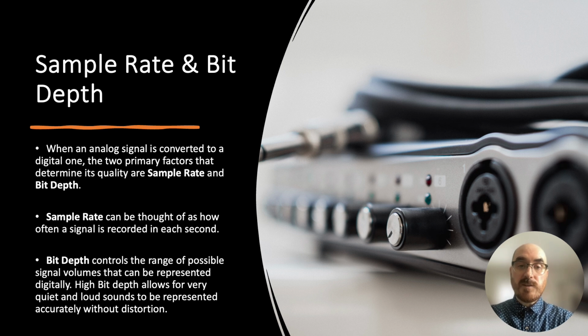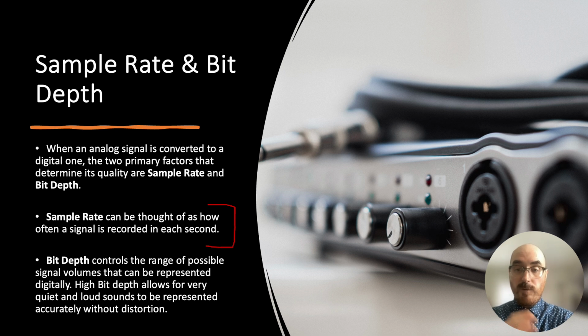When an analog signal is converted to a digital one, two primary factors that determine the quality are the sample rate and bit depth. Sample rate can be thought of as how often the signal is recorded in each sound, and bit depth controls the range of possible volumes that can be represented digitally. High bit depth allows for very quiet and loud sounds to be represented without distortion, right? So when we're sampling, we're determining how often we are going to be taking a picture of that sound, right? Again, using that picture analogy.